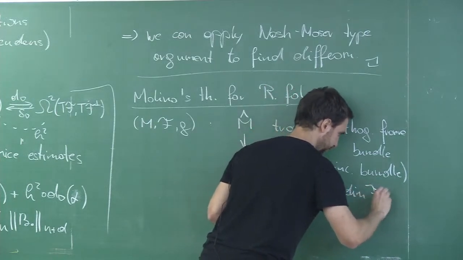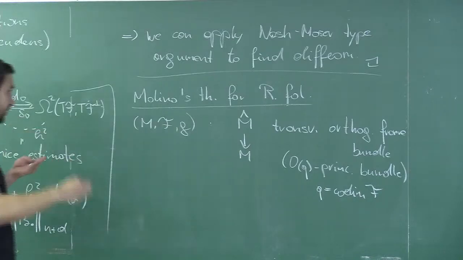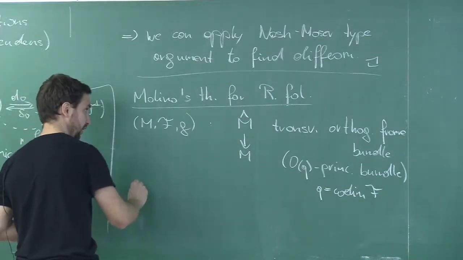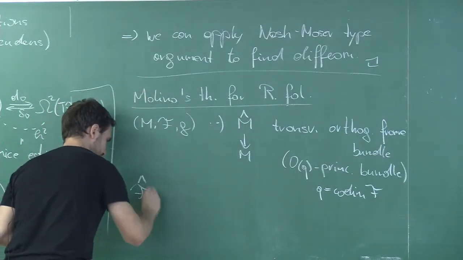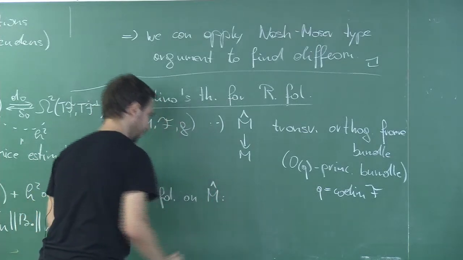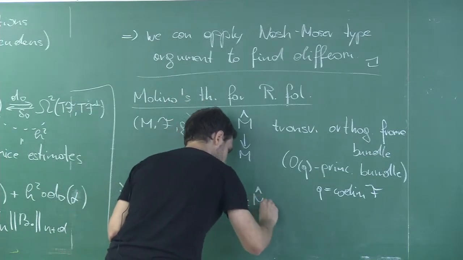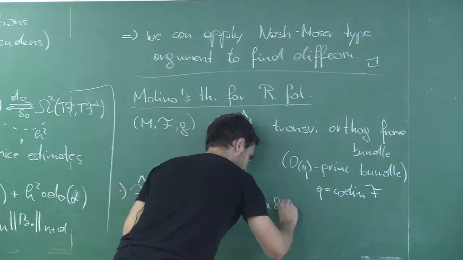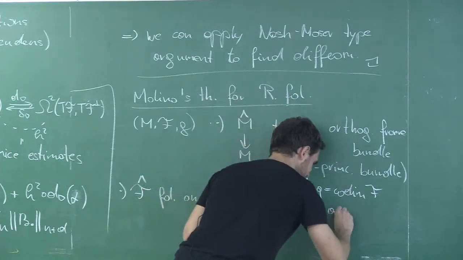Codimension of F. Right. And so the nice thing about this transverse orthogonal frame bundle is that we can actually lift our foliation to a foliation of the same dimension upstairs. So we have this F hat foliation on M hat, where two elements E in M hat X and F in M hat Y are in the same leaf.